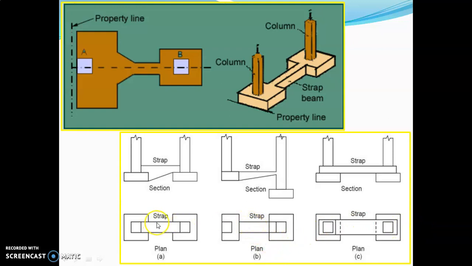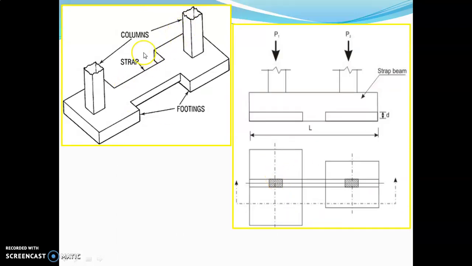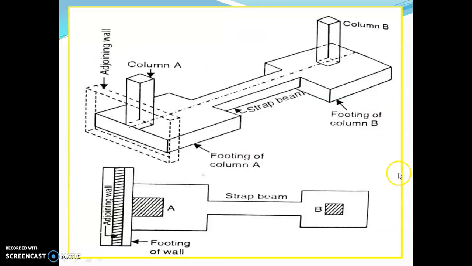These are all the straps. It is connected. See here also. These are the two columns, connected by a strap. These are the two footings connected by a strap beam. Column A, column B, footing of column B, footing of column A. This is connected by a beam, the strap beam.